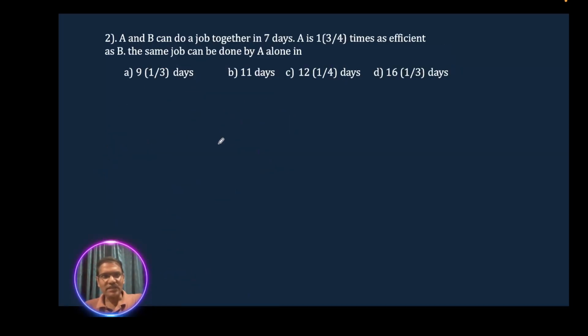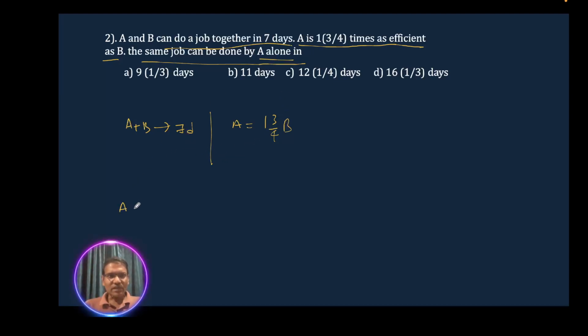The next question is in the same model. A and B can do the job in 7 days. A is 1 3 by 4 times as efficient as B. The same job can be done by A alone in how many days? A and B can do the job in 7 days. So, comparison: A is 1 3 by 4 times as efficient as B. Now it is asking us to find out A alone. A alone can do the job in how many days, right?